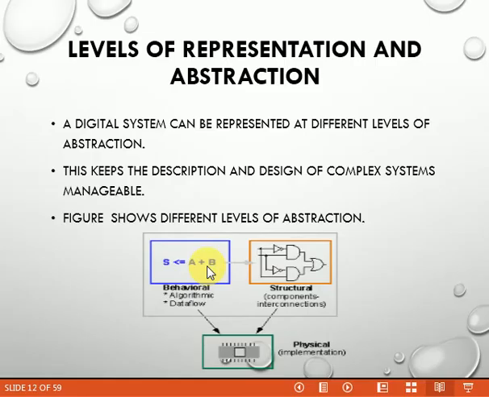So this structural abstraction level is a representation that is usually closer to the physical realization of a system. Okay. So how your system will look will be represented by the structural abstraction level. And then one more abstraction level, that is the physical level, which is nothing but the actual implementation.